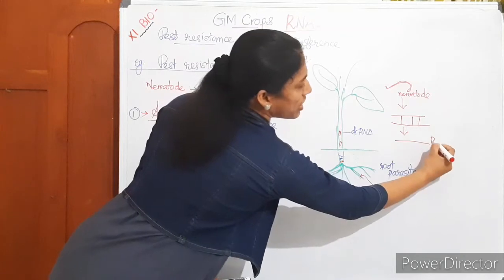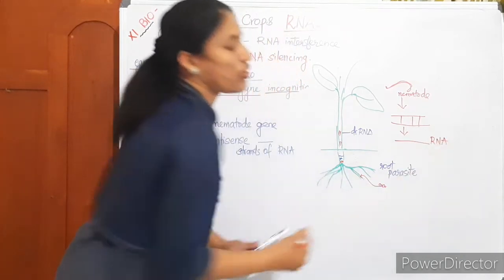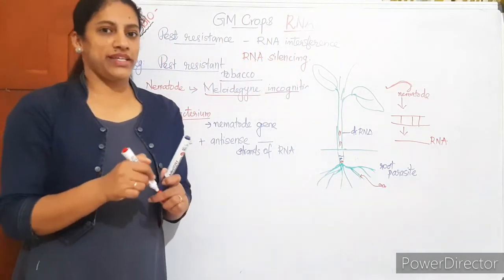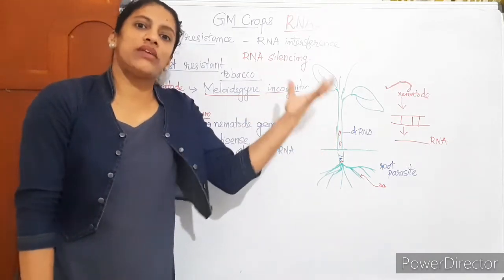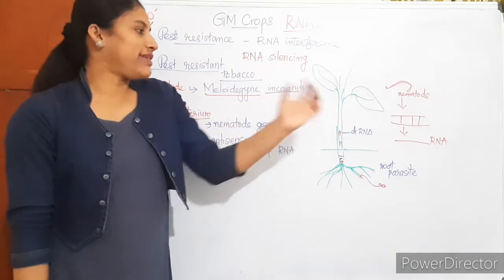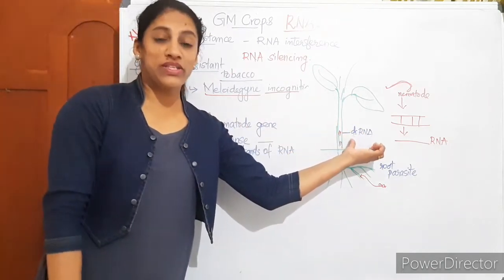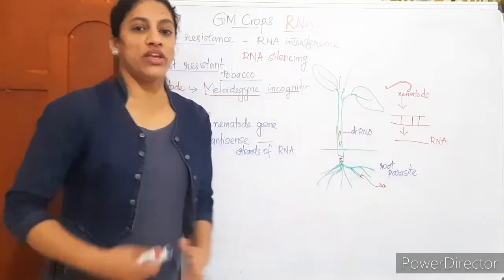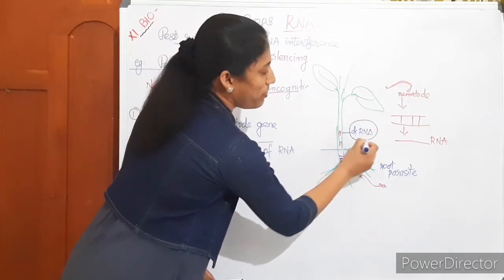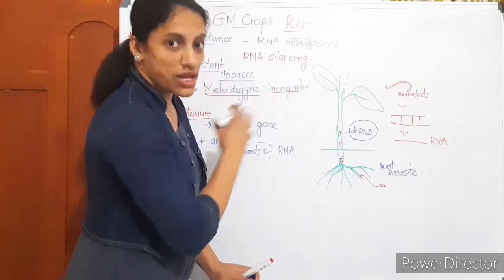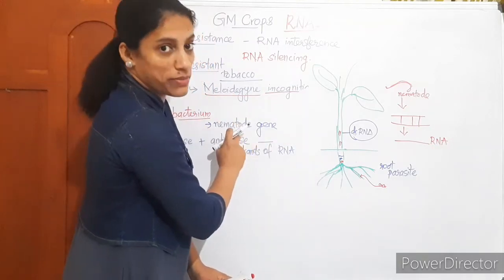Normally only single-stranded RNA forms. But immediately as it is forming, its DNA is copied to its RNA. But immediately what happens to this double-stranded RNA already existing here? This double-stranded RNA is complementary to the nematode RNA, because it's highly specific, produced by introducing the nematode gene.